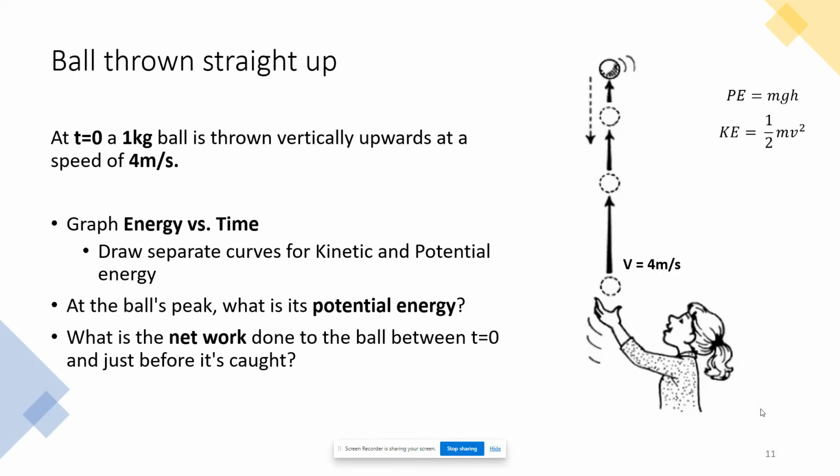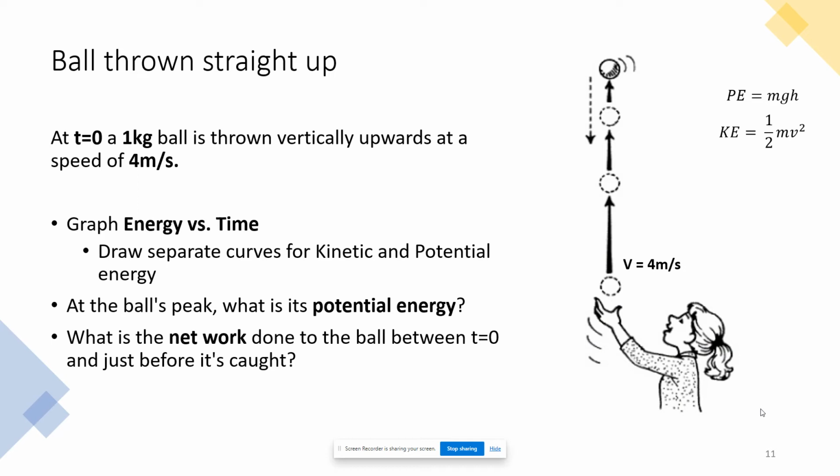With that being said, let's dive into the next think, pair, share, or for you all, think, maybe be confused, reach out, and then we'll go over the solution. The ball is thrown straight up here. At t equals 0, a 1 kilogram ball is thrown vertically upwards at a speed of 4 meters per second. We want you to graph the energy versus time plot, drawing separate curves for the kinetic and potential energies. At the ball's peak, what is the potential energy? And then what is the net work done to the ball between t equals 0 and just before it's caught?